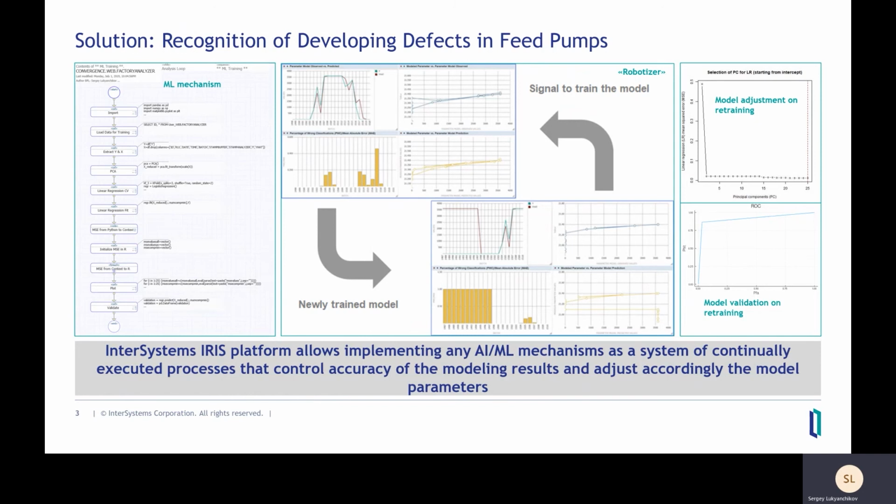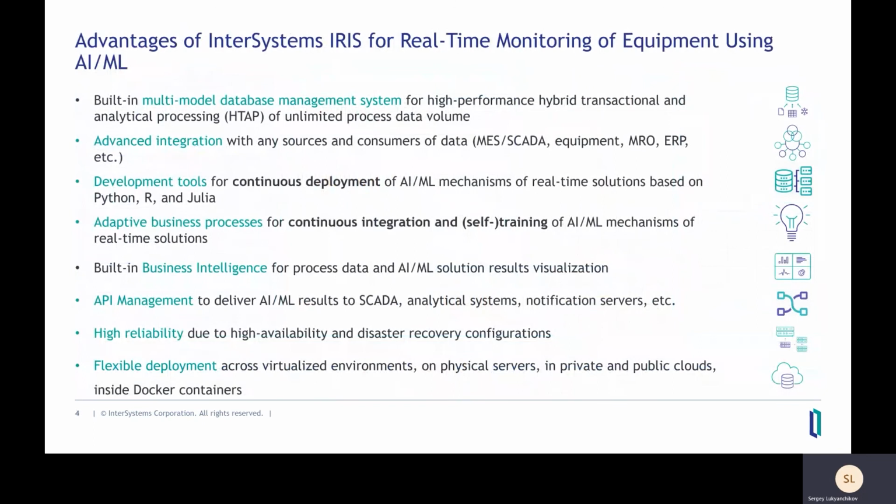Simulation on live data containing several cases of the same defect type has confirmed that our solution allows recognizing developing defects of that type 48 hours in advance of their detection. This creates a tangible economic effect, both as maintenance cost reduction and equipment availability overall increase for production and selling. Deployment in InterSystems Iris platform improves significantly the operating efficiency of machine learning and artificial intelligence mechanisms that are parts of solutions for equipment monitoring and other real-time scenarios.